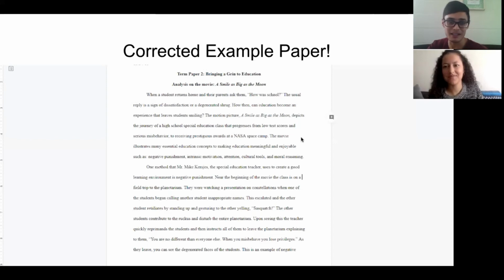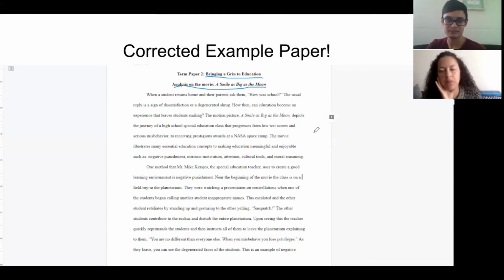For example, I really like this title, Bringing a Grin to Education, analysis on the movie A Smile as Big as the Moon. So that's always a good way to get a catchy title into it. And even then, this person used 2 lines for their title, which is perfectly fine. Especially in a research paper, it's often seen that in academia you use 2. One for your specific paper itself, and then the second line to talk about the subject that's going on there as well. Yeah, absolutely.